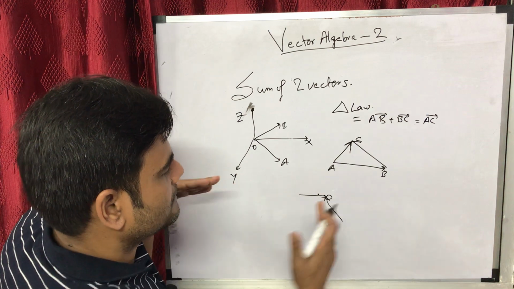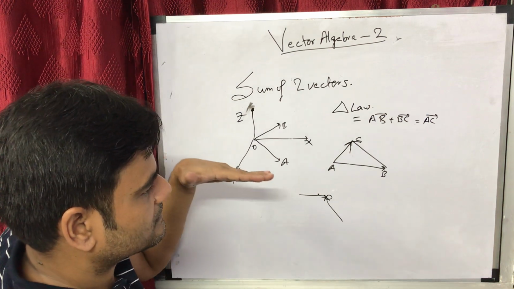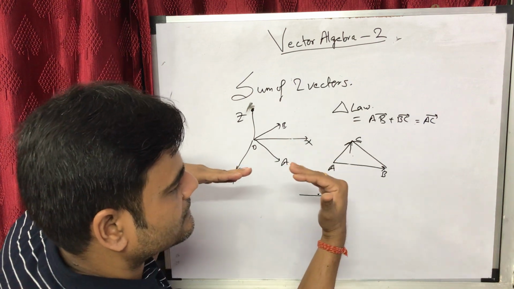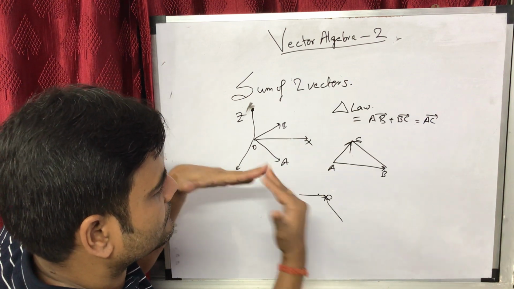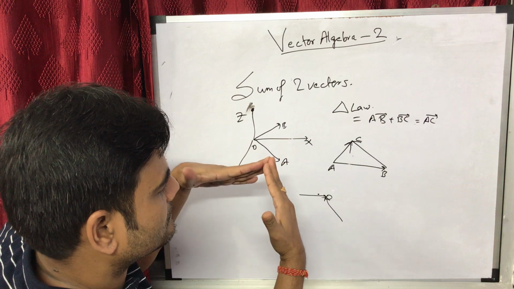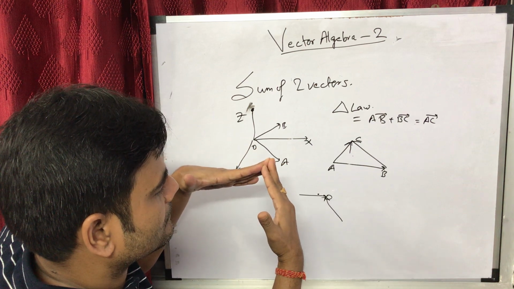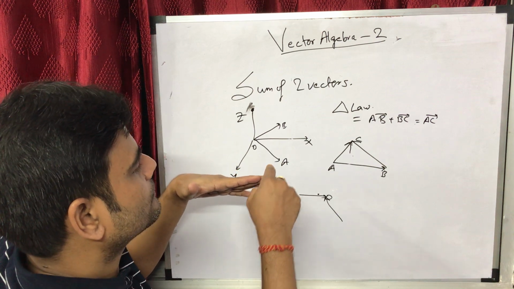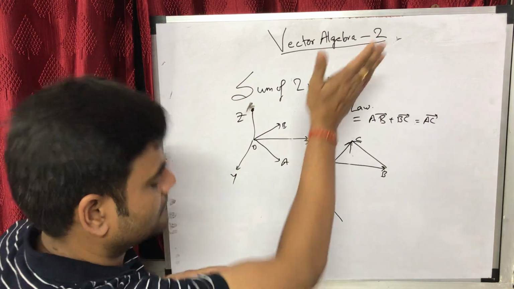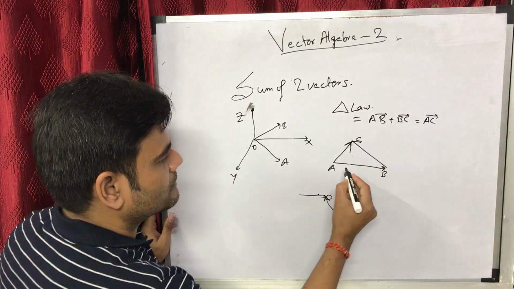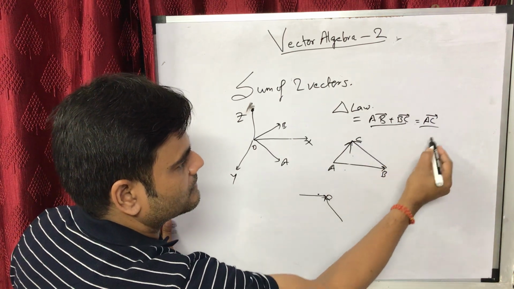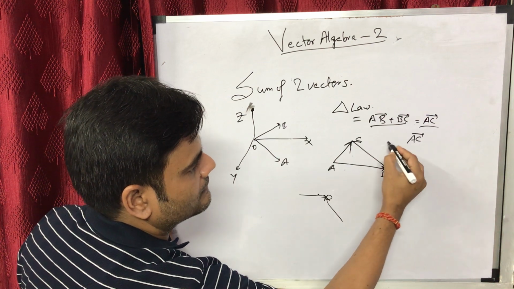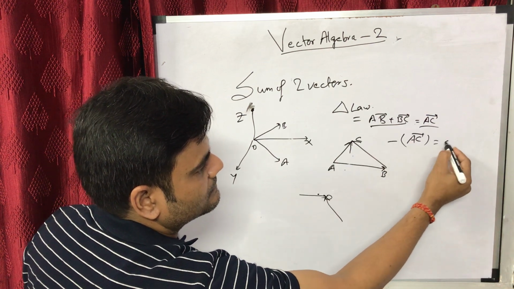So that is why AB is denoted by this, BC denoted by this. See, I am trying to align this with this line. If forces are applied on an object like this, the body will move in this direction in 3D. So this is the triangle law, AB plus BC equals AC, and just remember, negative of AC is CA.